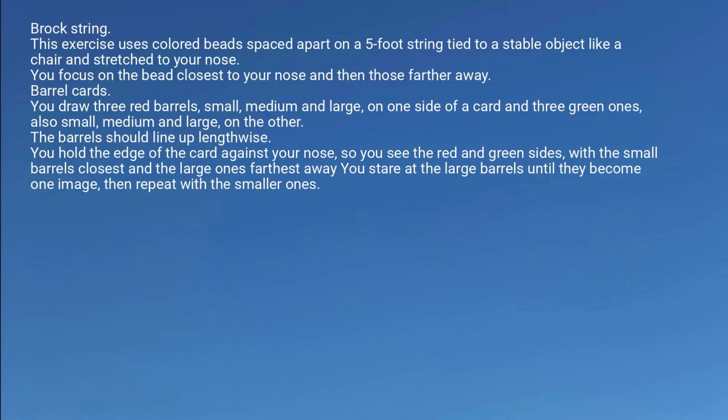Brock string. This exercise uses colored beads spaced apart on a 5-foot string tied to a stable object like a chair and stretched to your nose. You focus on the bead closest to your nose and then those farther away. Barrel cards. You draw 3 red barrels, small, medium and large, on one side of a card and 3 green ones, also small, medium and large, on the other. The barrels should line up lengthwise. You hold the edge of the card against your nose, so you see the red and green sides, with the small barrels closest and the large ones farthest away. You stare at the large barrels until they become one image, then repeat with the smaller ones.